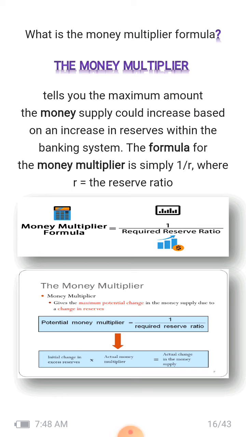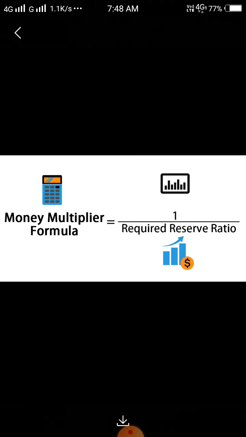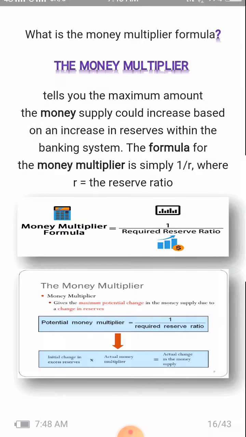So what is the money multiplier? The money multiplier tells you the maximum amount the money supply could be increased based on an increase in the reserve within the banking system. The formula of the money multiplier is simply 1 upon R, where R is the reserve ratio. The money multiplier equals 1 upon the required reserve ratio, we can say RRR.